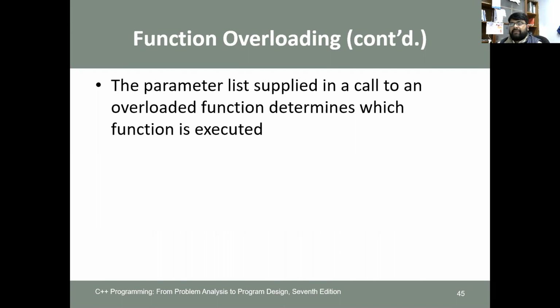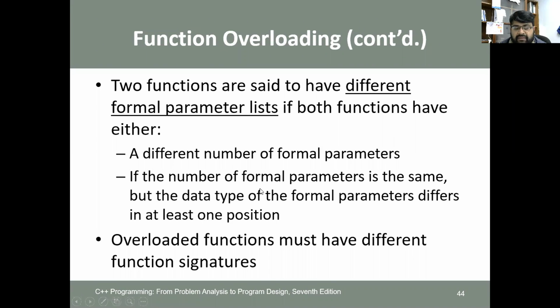The parameter list supplied in a call to an overloaded function determines which function is executed. So of course, depending on the type of the actual parameter list that is used in a call to an overloaded function, that determines which function is going to be executed. Because both have the same name, the function name will be the same, but the parameter list that is supplied will be different. And that is where the difference in the function signature becomes important.